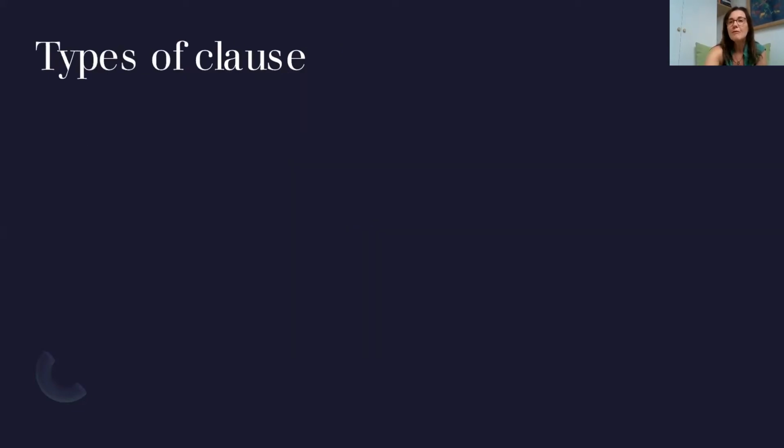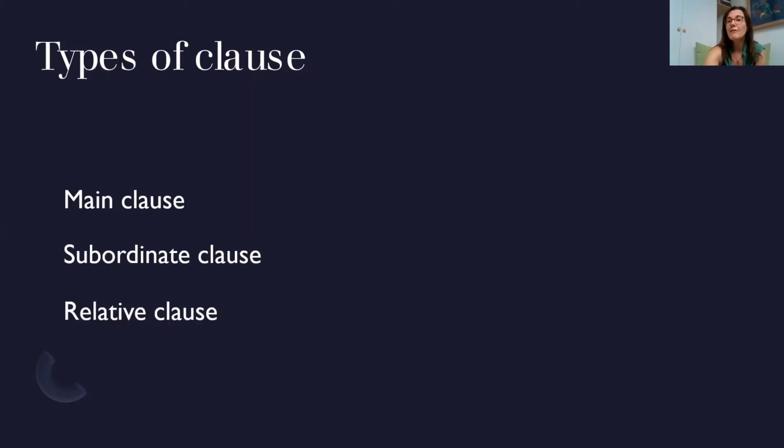Let's have a look at the different types of clause that there are. We have our main clause. We have a subordinate clause. And we have, did you guess it, a relative clause. Many of you will have watched the relative clauses video that we've already done. Okay, moving on.